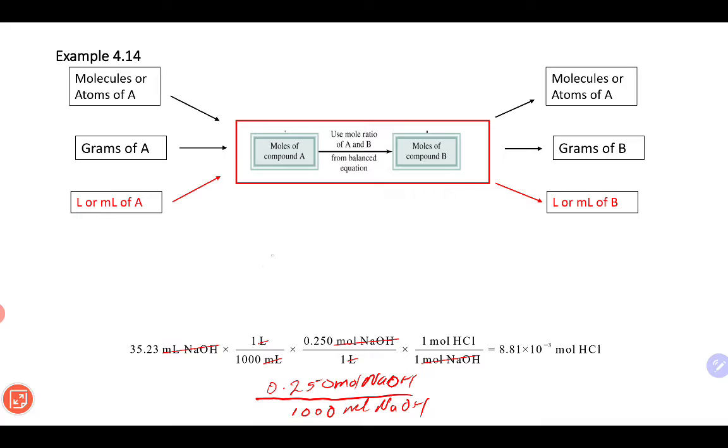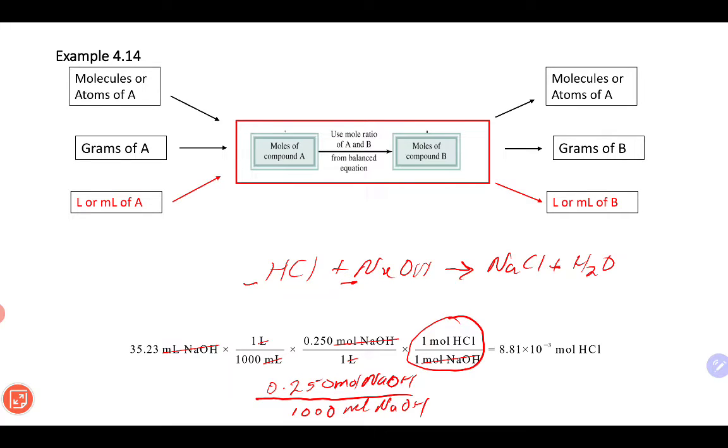And then because the reaction was HCl plus NaOH goes to NaCl and H2O, and these are in a 1-to-1 mole ratio, we multiply by that mole ratio to get moles of HCl. Now the question asked for the molarity of the HCl.